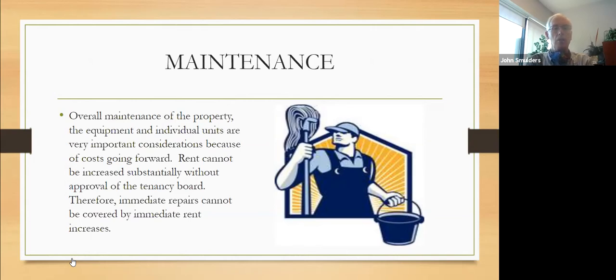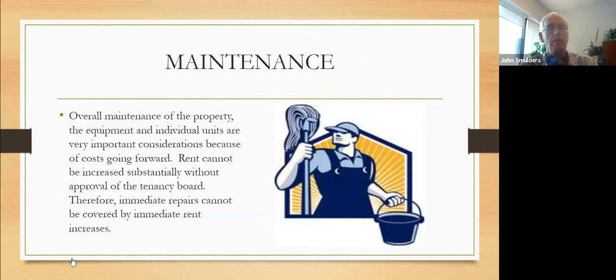Okay, you cannot increase substantially without approval of the tenancy board. Immediate repairs cannot be covered by immediate rent increases. And just once again, in COVID time, rent cannot be increased substantially without approval of the tenancy board. Well, I was told the other day that to even get a hearing at the tenancy board, you're looking at least 8 months for something that's not important.